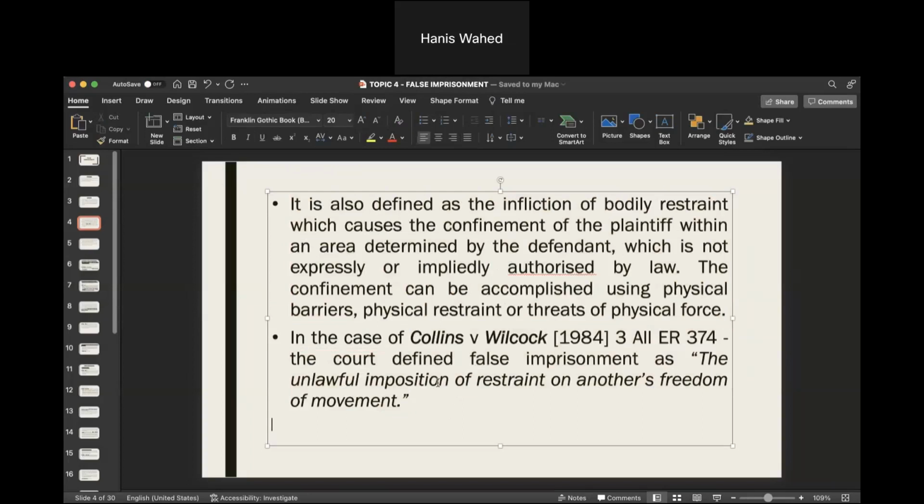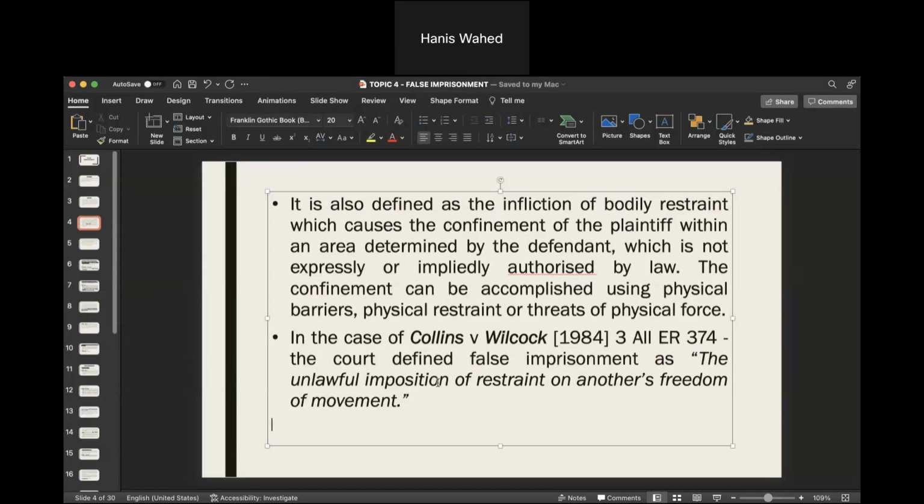So after we look at all these definitions, we see that the meaning itself is very clear. If someone asks you what is the meaning of false imprisonment, you can say that it is basically restriction of someone's freedom of movement. And it must be unlawful.